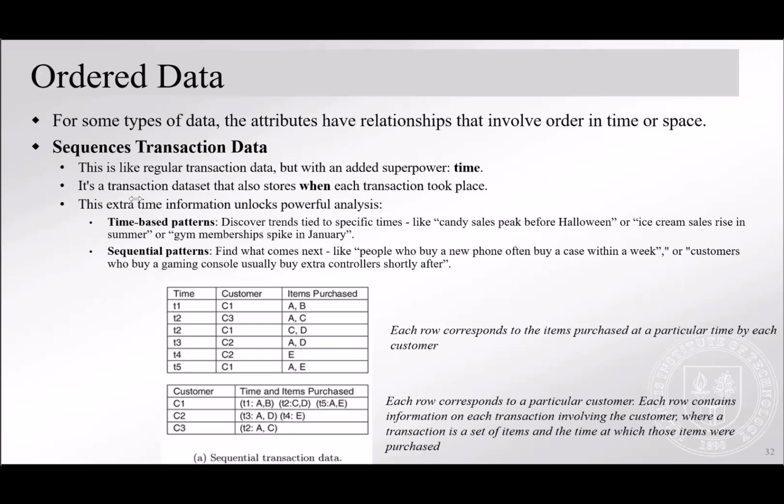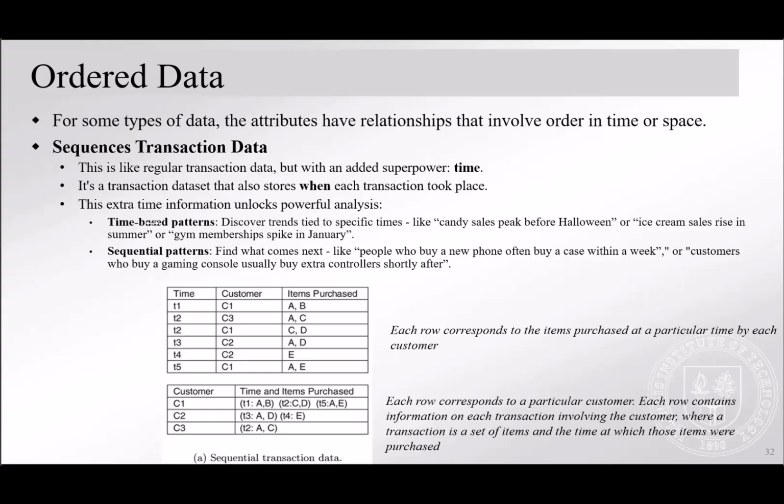And the time information opens up two different types of analysis we can perform. One is called time-based patterns. These are trends tied to specific times. Candy sales spike, let's say, before Halloween. Iced coffee sales jump in summer. Gym memberships surge in January, New Year's resolutions. So these are trends tied to specific times.